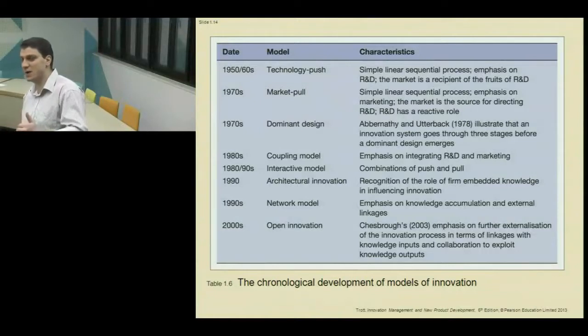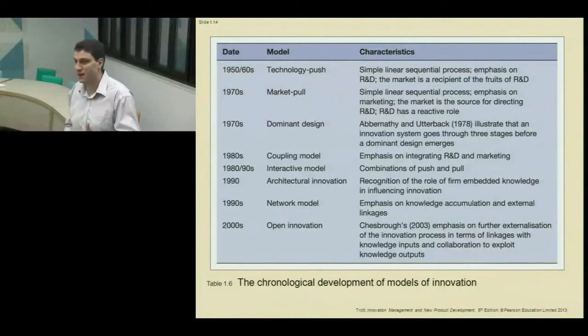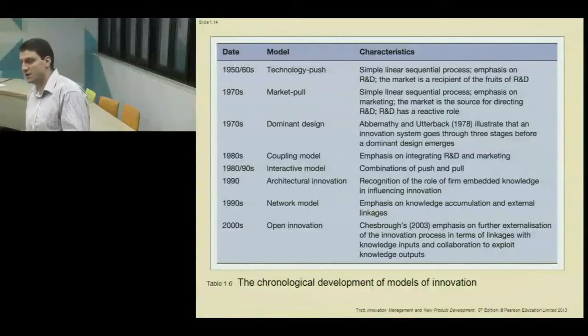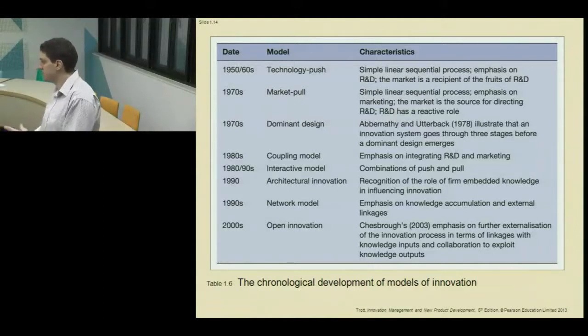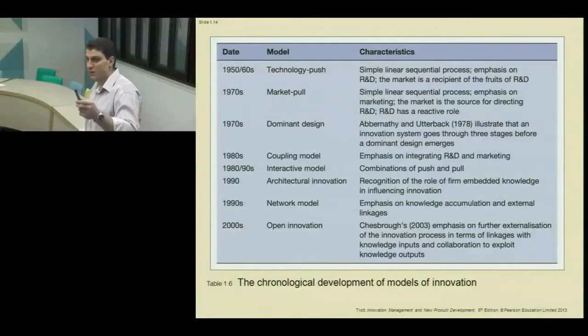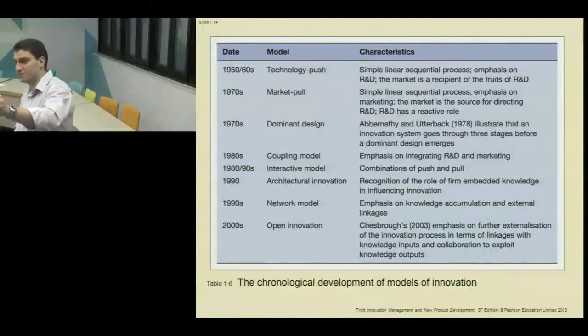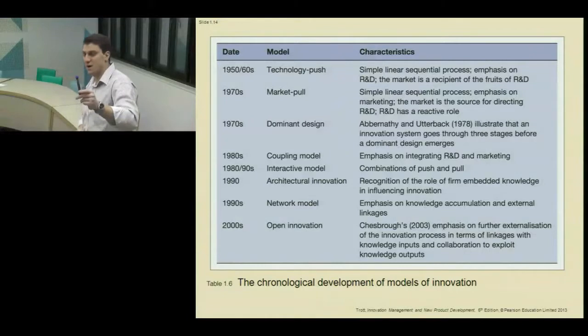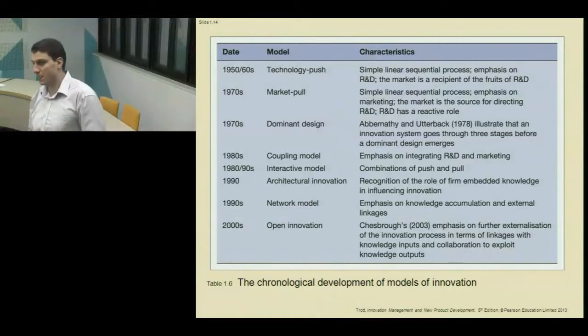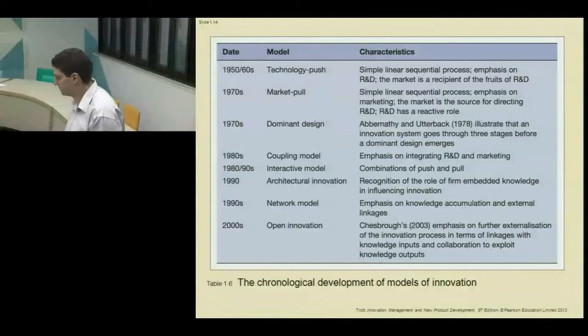And then again, late 70s, we had the dominant design, an innovation system that goes through the 3 stages before actually a dominant design emerges. Is the simple process. In the early 80s, we have the coupling model, that all functions collaborate together within the firm. Late 80s and early 90s, we have the interactive model, combinations of push and pull.